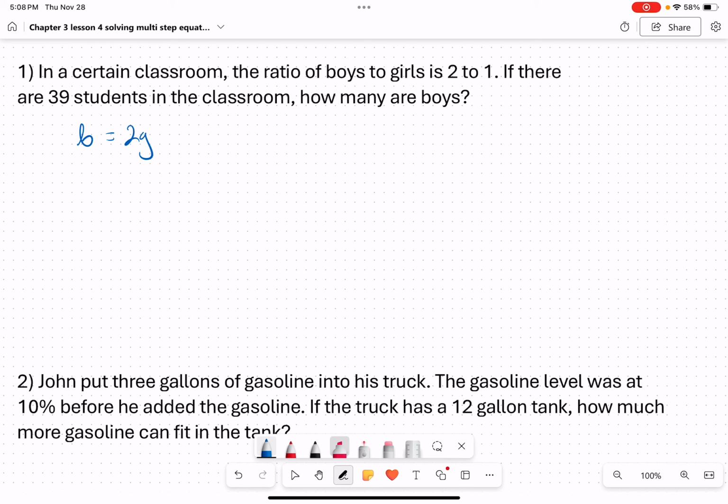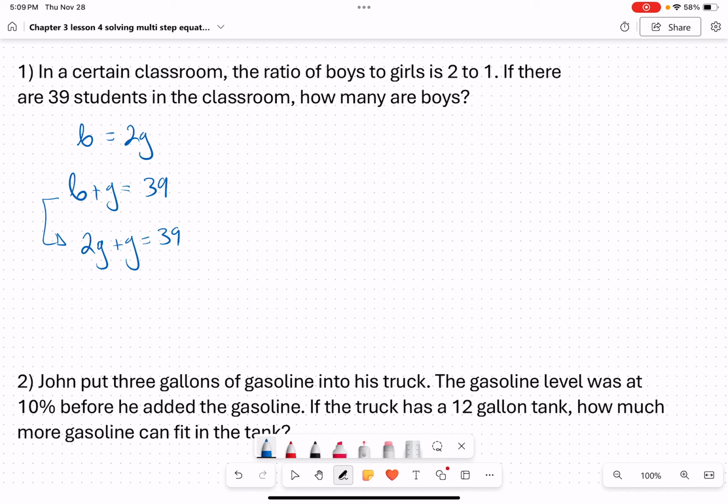And the other piece of information that's given is that there are 39 students in the classroom. So, of course, there are boys and girls in the classroom, so we can write B plus G is equal to 39. That is, boys plus girls is equal to 39 students in the classroom. Now, we can see here that B is equal to 2G. So, in place of B here, we can write 2G. So instead of having B, we're going to have 2G plus G is equal to 39.